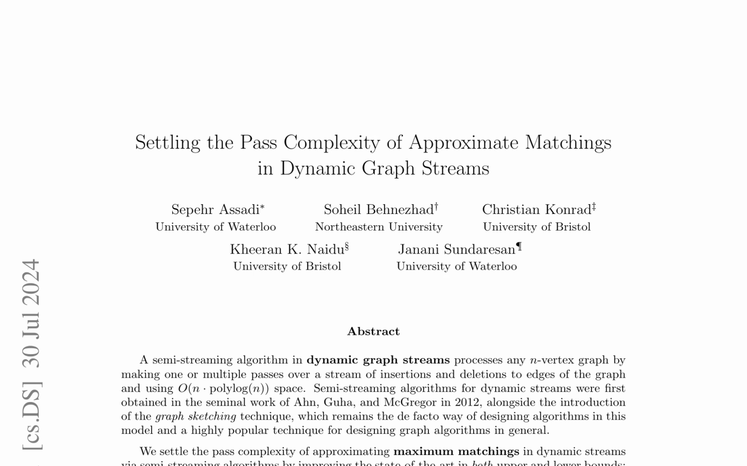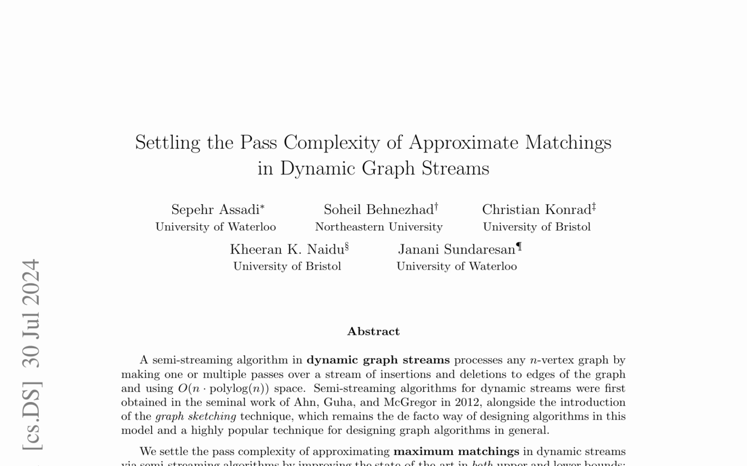The paper begins by introducing the concept of dynamic graph streams and their importance in various applications such as social networks, web graphs, and sensor networks. It then discusses the challenges of processing these graphs due to their large size and constantly changing nature.